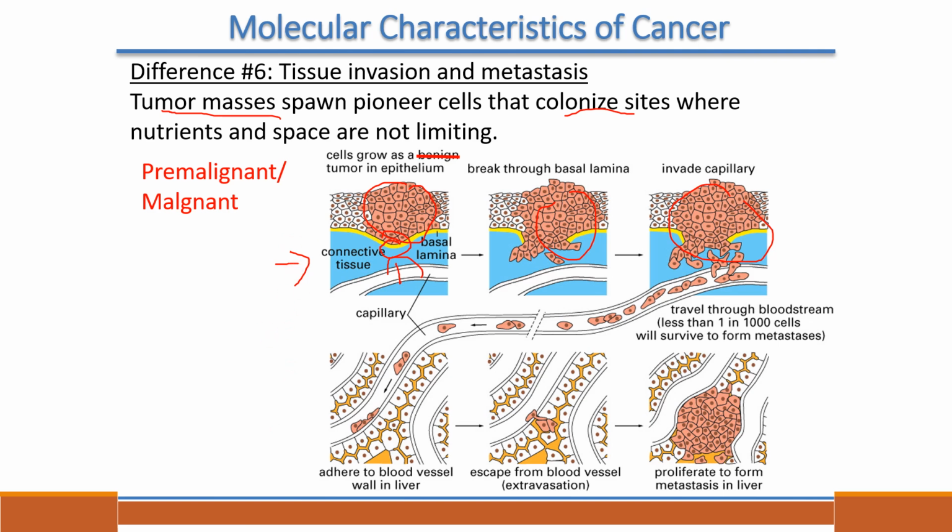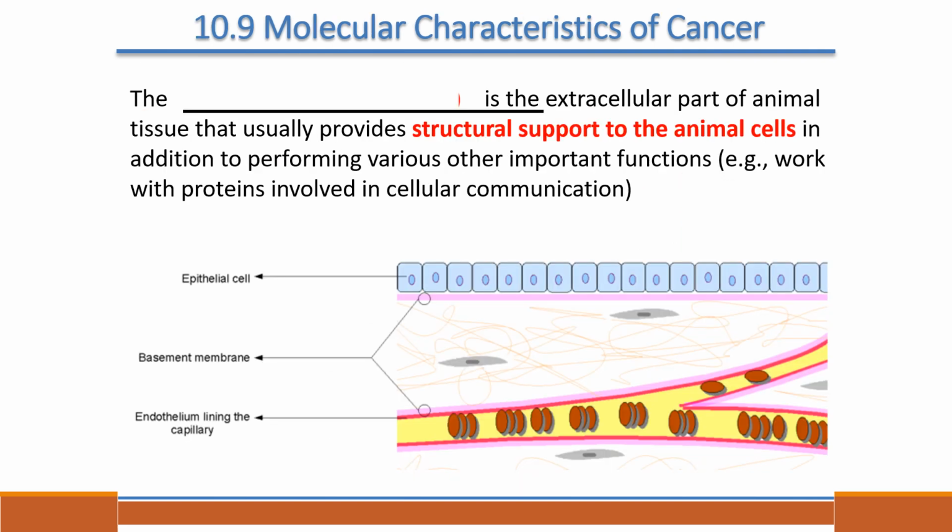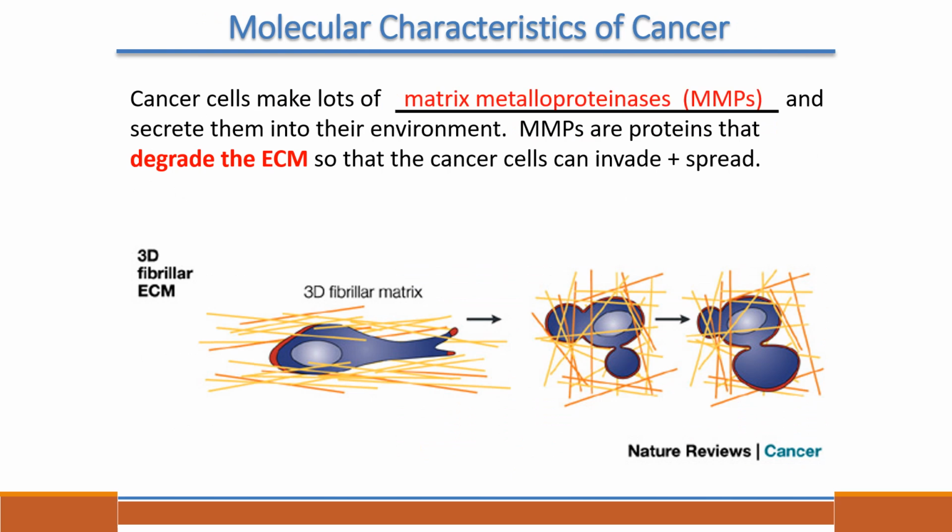And to do that, we have a group of enzymes that we talked about in the beginning of the class. So we have the extracellular membrane, that, as I said, gives support to animal cells. Here you have the epithelial, the basement membrane, and here you have the extracellular membrane, and here you have the endothelium. So to go from here to here, you have to break these two things, the basement membrane and the extracellular membrane.